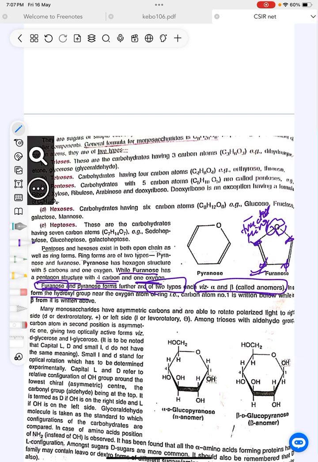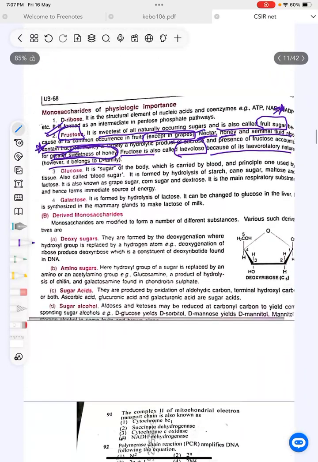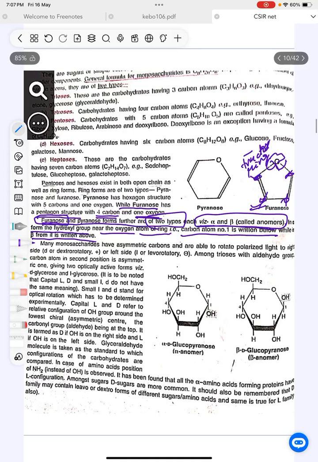It contains the hydroxyl group near the oxygen atom of the ring. On carbon atom number 1, alpha is written below while beta is written above. For example, here is a diagram of glucose. In fructose this type of ring is found, but the functional group is the same. If the hydroxyl group on carbon 1 is away from the 6 carbon, then it is the alpha anomer.